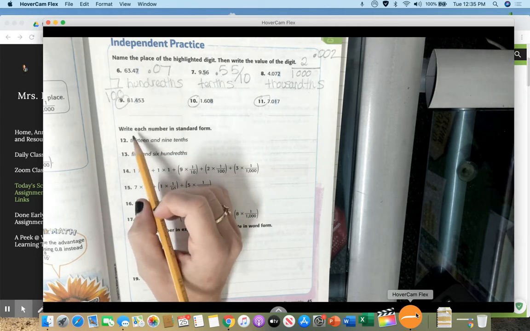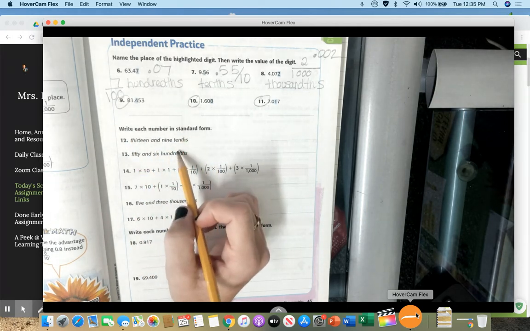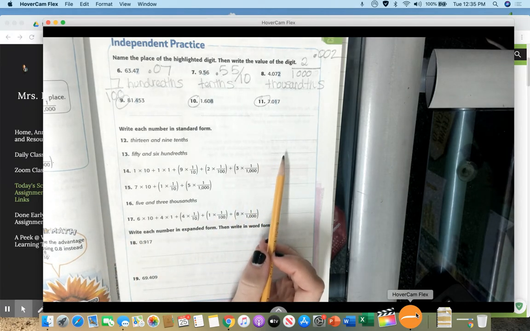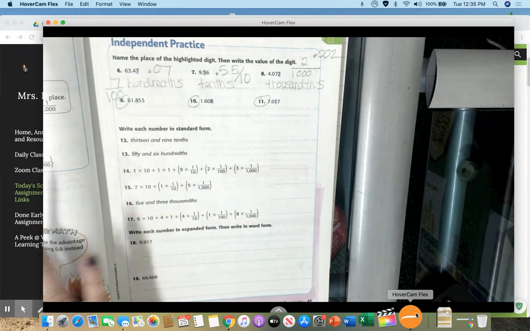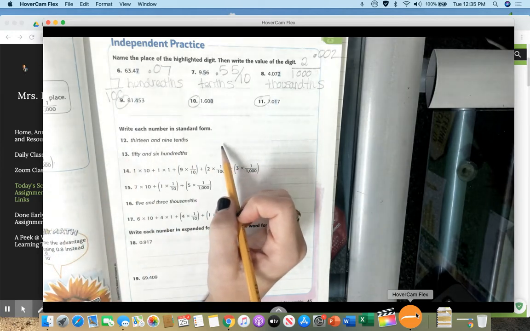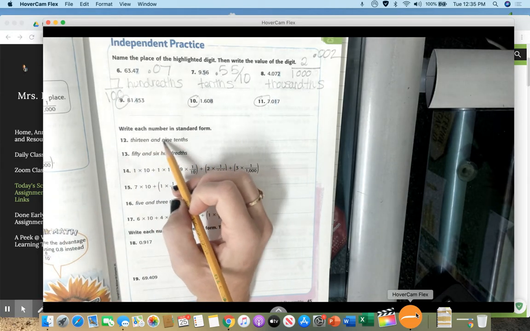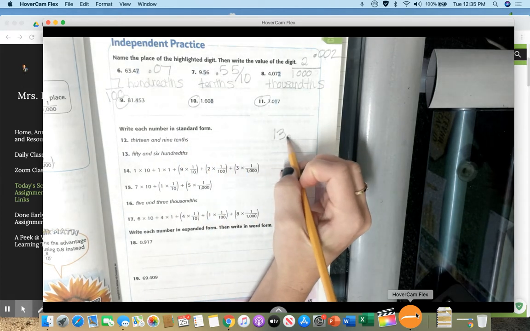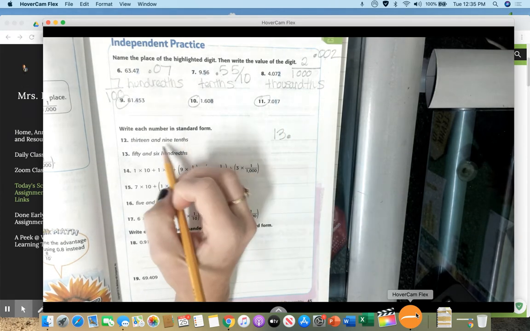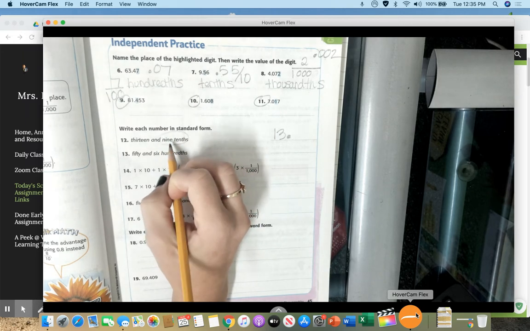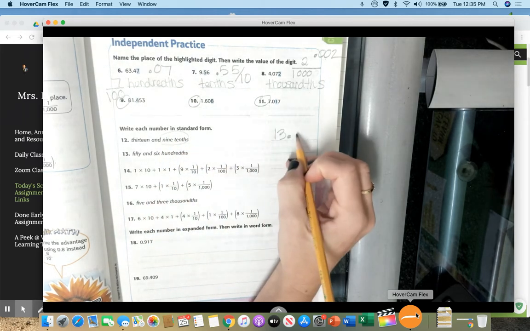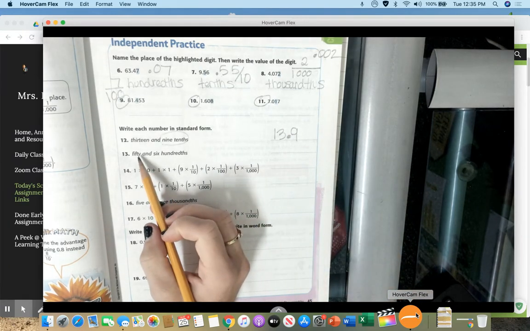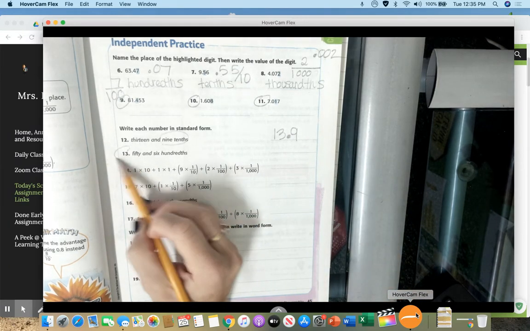All right, here's the next section. Write each number in standard form. We're going to write all of these in standard. If you need help, go get your math note cards or look back at a previous lesson when we did standard form. 13 and 9 tenths. So that would be 13 and then a decimal. And then be careful with this last part. It says 9 tenths. So that means a 9 is sitting in the tenths place. I'm going to let you do 13.